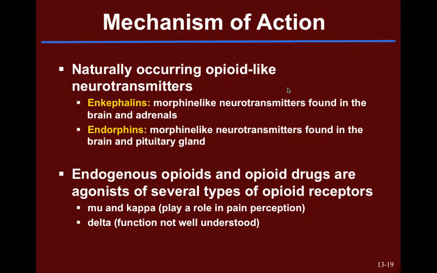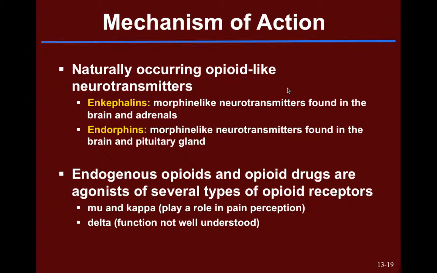And this all starts with our endogenous opioids, or naturally occurring opioid-like transmitters. These include neurotransmitters that are found in the brain and adrenals, and also in the pituitary gland. It includes endorphins, if you're familiar with those. They're the ones that are typically associated with the idea of the runner's high, that feeling of pleasure that we talked about for the use of opioids. If you think about how that's related, it can start to help you build those connections.